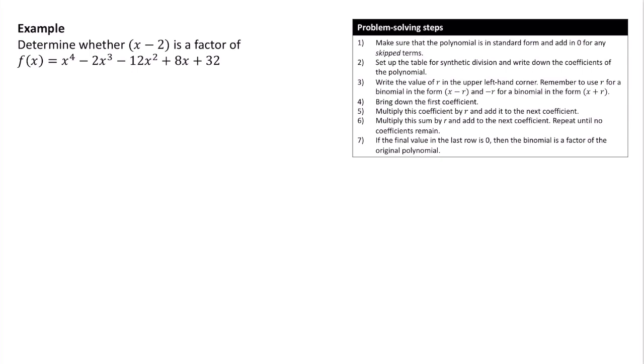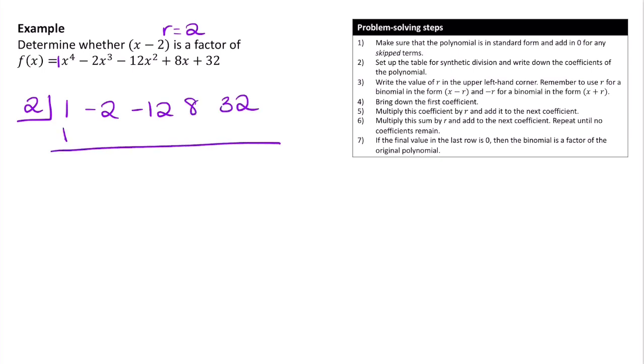So to start off, I'm going to make sure that it is in standard form and that I don't have any skipped terms. I don't see any skipped terms, so I'm going to go ahead and add in my coefficients of 1. Remember, if I'm working with a binomial x minus 2, that means that r equals 2. So I'm going to put this r in the upper left-hand corner and then write out these coefficients. When I write out my coefficients, here's what I get.